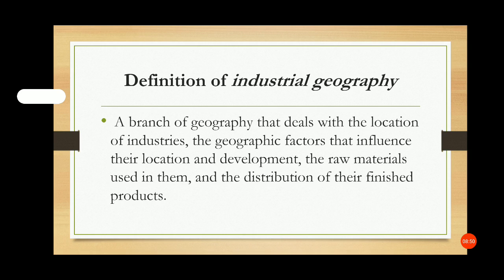Definition of industrial geography: a branch of geography that deals with the location of industry, the geographic factors that influence their location and development, the raw materials used in them, and the distribution of their finished products. In this definition, the geographical location of the industries is an important thing. Then some geographical factors affect the location and development of the industry, the raw material used in every industry, and the distribution of their finished product. Including all those things, we make the definition of industrial geography.